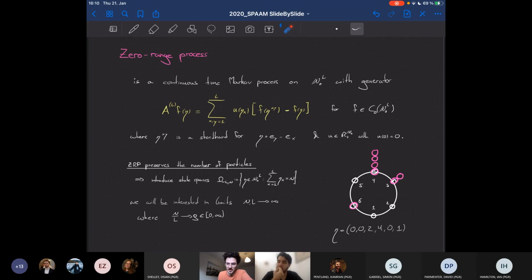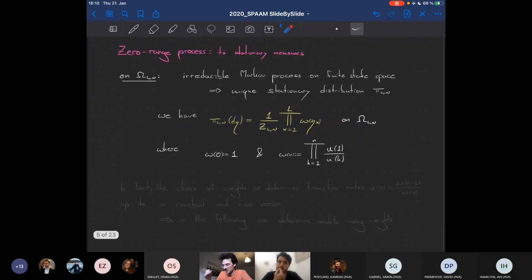So how do we study these systems? Well, we want to study their stationary measures. The stationary measures on these finite spaces, these rho n's, where we conserve the number of particles so that we have n particles in there, are quite nice because it's an irreducible Markov process on a finite state space. So we have a unique stationary distribution, and this stationary distribution we will denote by pi L,n.